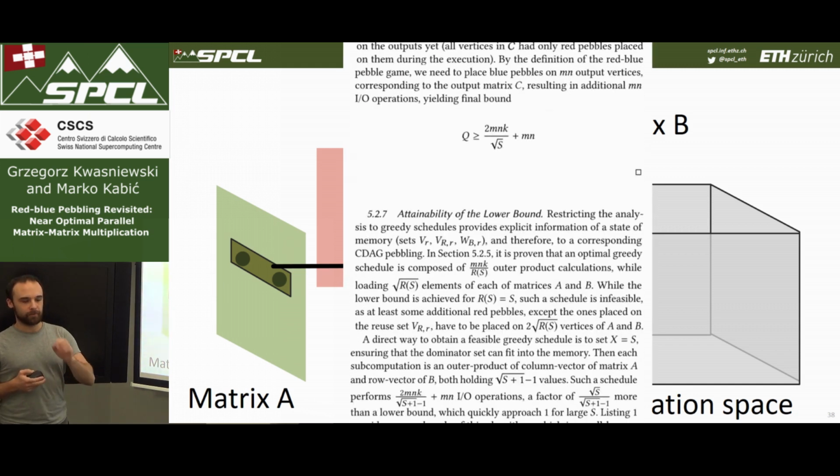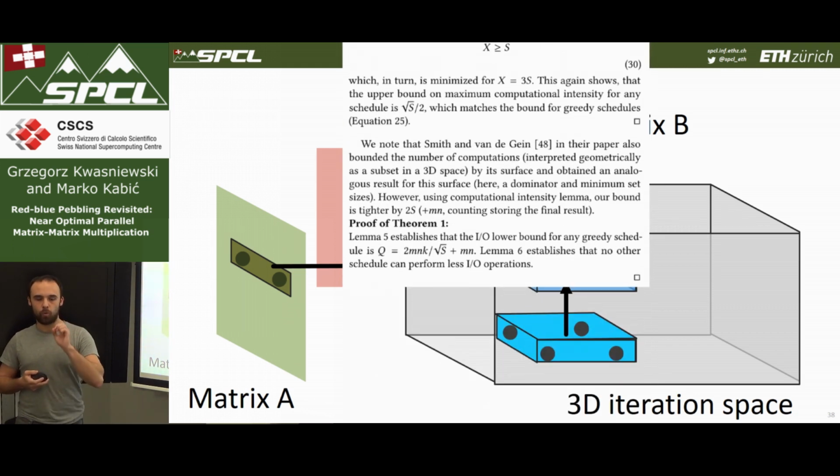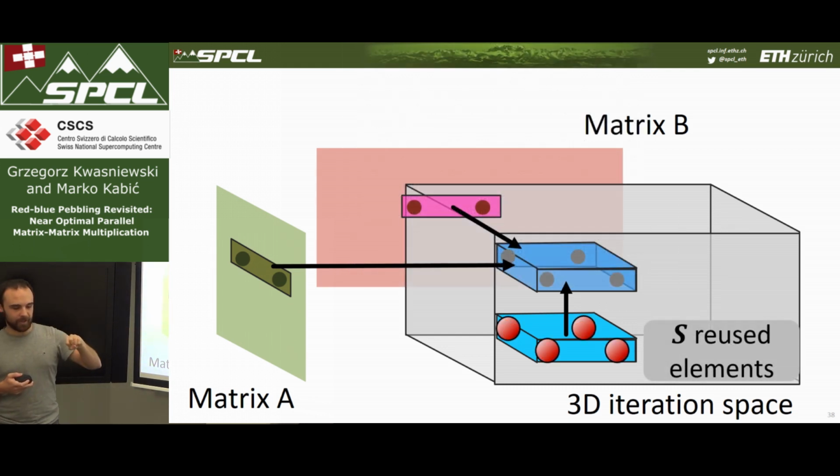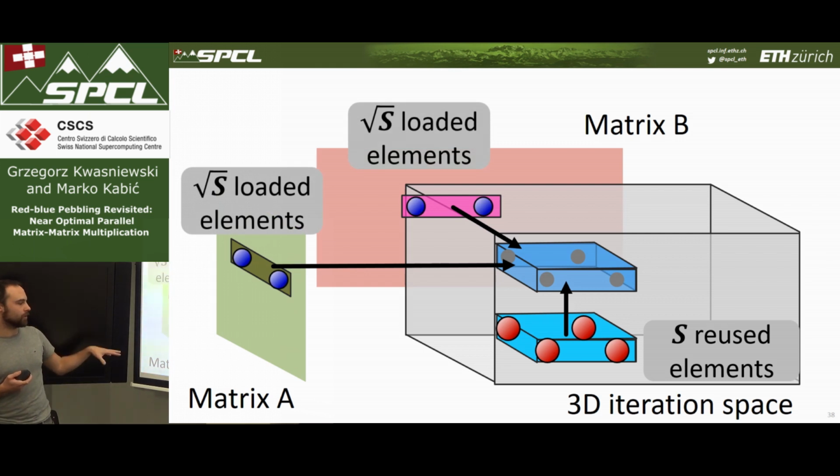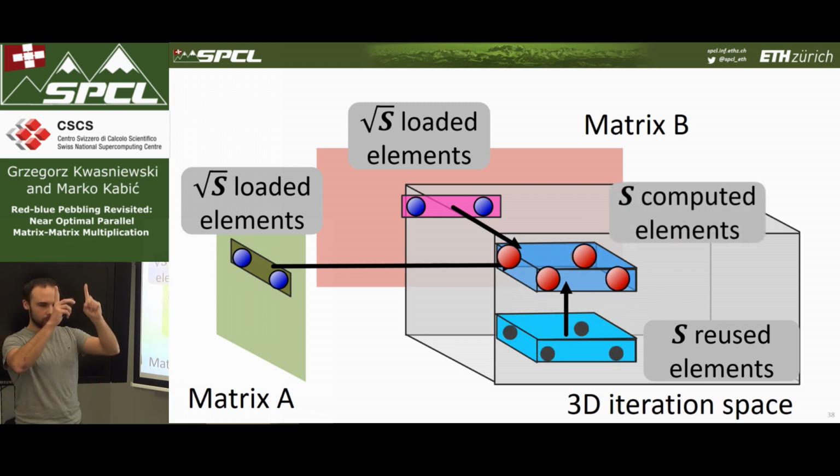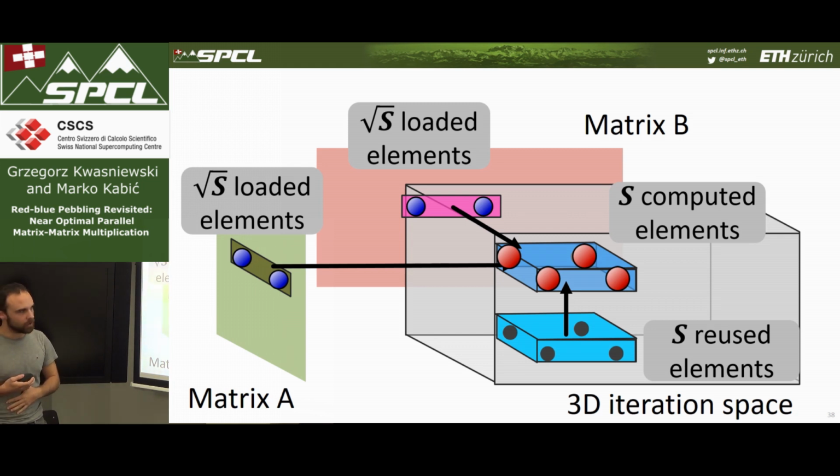But in the end, we have proven that the I/O is minimized when all the red pebbles are placed in the vertices from the previous computation in matrix C, and then we have square root of S blue pebbles in matrix A and square root of S blue pebbles in matrix B. Now, what happens is that we move all S red pebbles upwards and compute S new values in this 3D iteration space. Okay, so this is a single I/O optimal subcomputation.